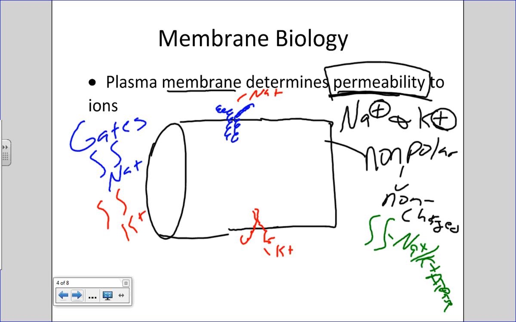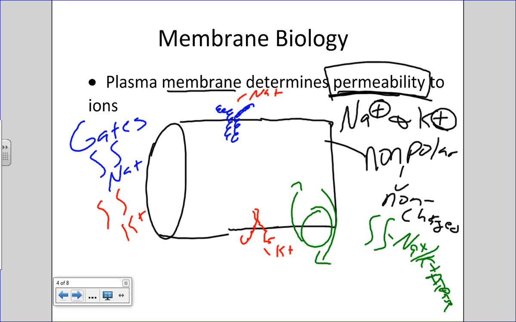All right, and then these pumps, the sodium-potassium pump, now these operate a little differently, okay? I mean, these are essentially a gate as well, but they open and close a little differently than these. But these are essentially pumping ions in one direction and ions in another direction, okay? And I'll talk about that more in depth in a little bit.